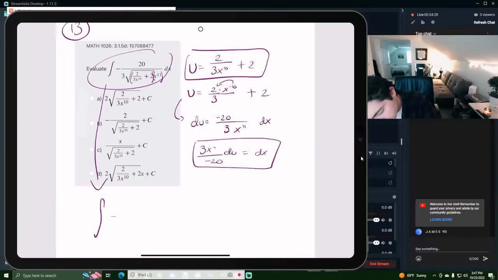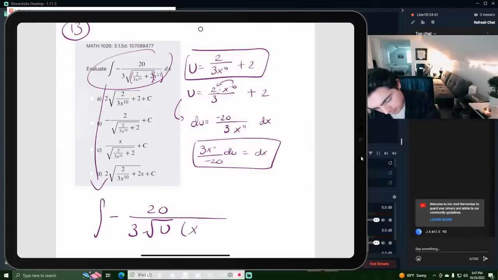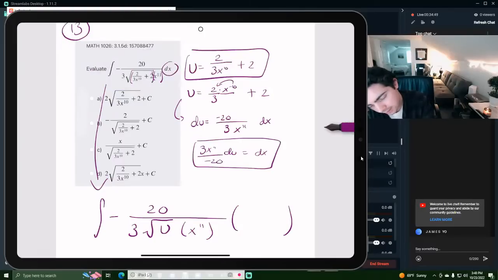We get the integral of negative 20 on top. We have a 3. We have a square root of u, so just square root of u. And then we keep this x to the 11th down there. And then dx, this lone dx on the end up there, is being replaced with 3x to the 11th over negative 20 du.